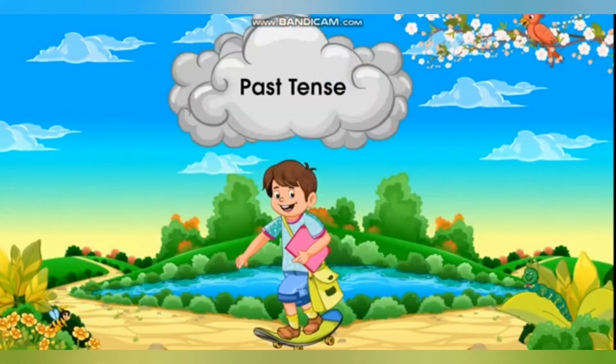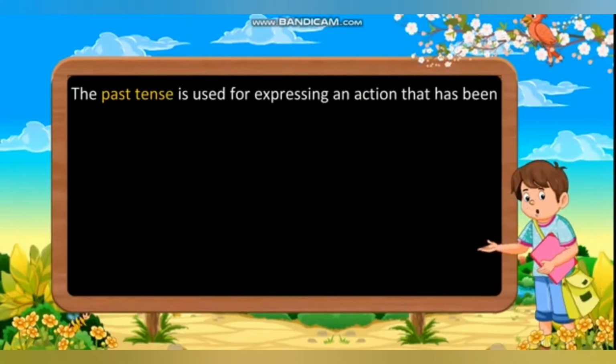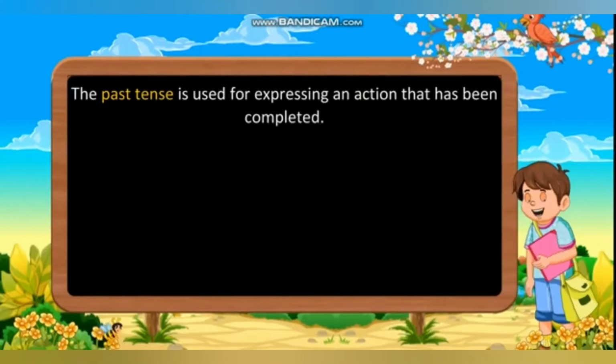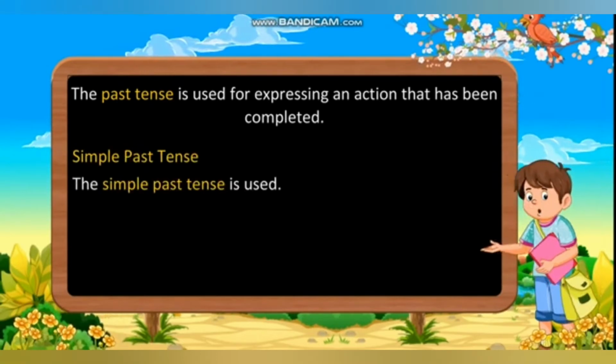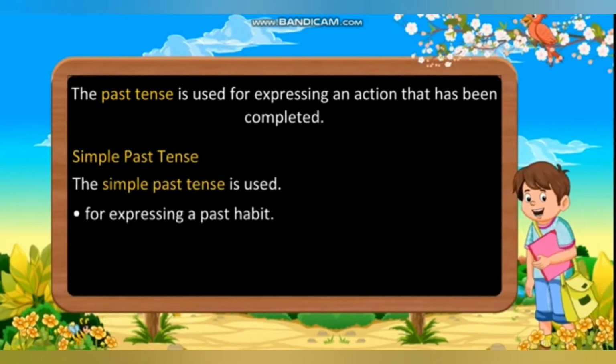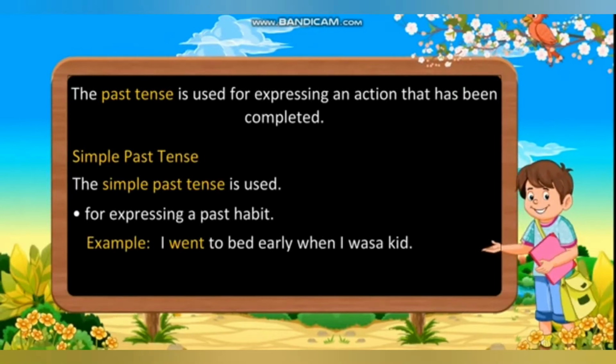So now let's start the explanation of past tense. The past tense is used for expressing an action that has been completed. Simple past tense. The simple past tense is used for expressing a past habit. Example, I went to bed early when I was a kid.